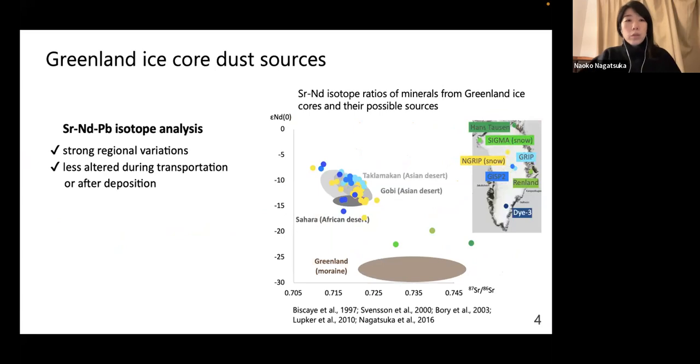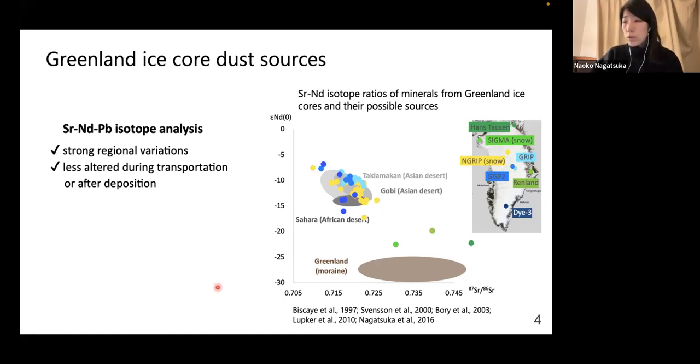Okay, so then where has Greenland ice core dust come from, and how can we identify their possible sources? One of the powerful tools is strontium, neodymium, and lead stable isotope analysis. These isotope ratios have strong regional variations and are less altered during transportation in the atmosphere or after deposition. And so they have been commonly used in ice core studies.